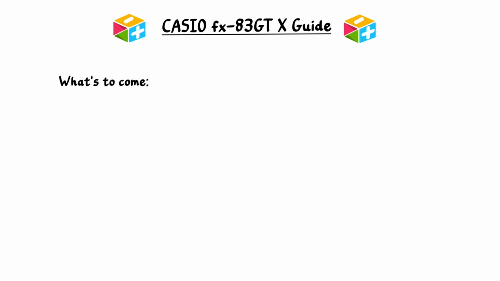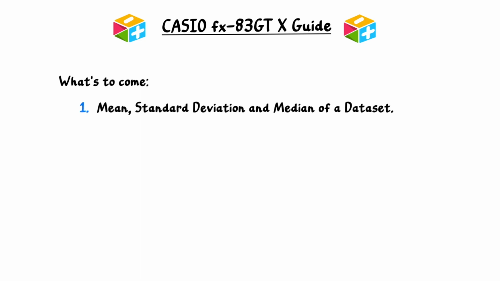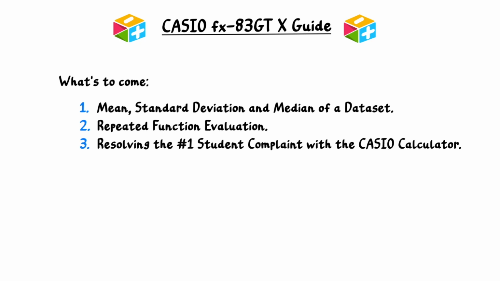The remainder of this video is split into 4 sections. First, I'll show you how to calculate the mean, standard deviation, and median of a dataset. Next, I'll show you how to quickly and efficiently perform repeated function evaluation on your calculator. Then, I'll show you how to change the settings to resolve the #1 student complaint with the CASIO calculator. Finally, I'll demonstrate a method for how to convert numbers into scientific notation using your calculator.